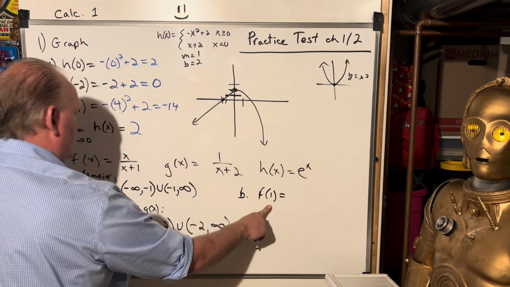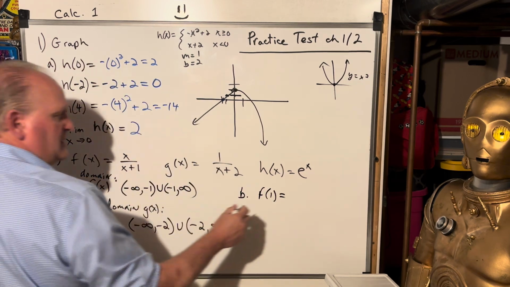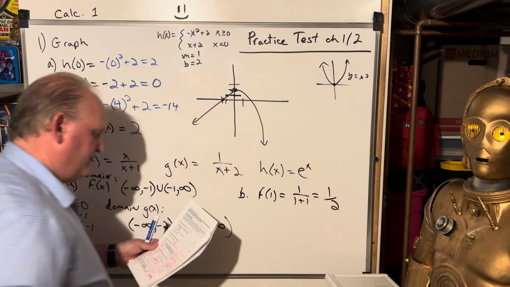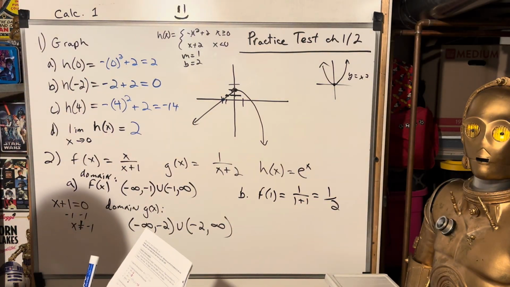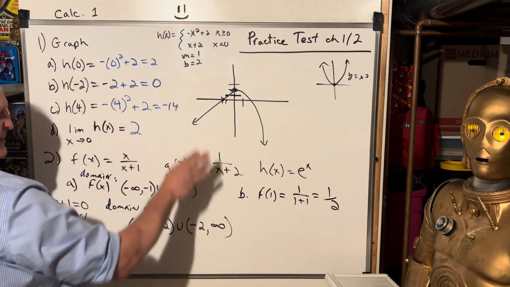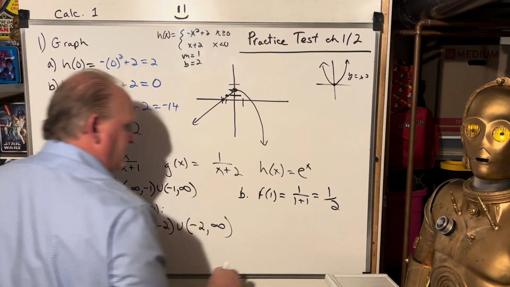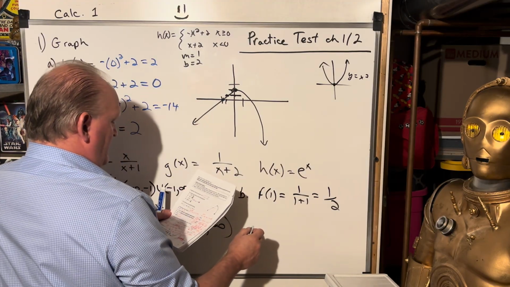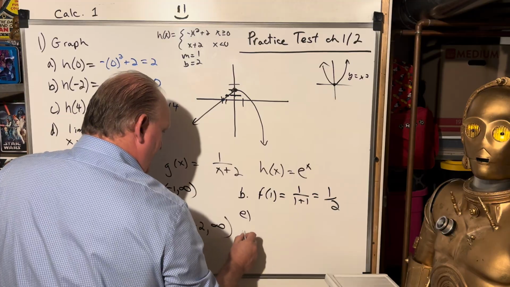So that just means we pop a 1 in anywhere where there's an x. And we simplify it. Piece of cake, 1/2. Let's jump to E and F, and then I'll erase the board mostly, and then we'll do the f of g of x and all that. So let's jump down to E and F.